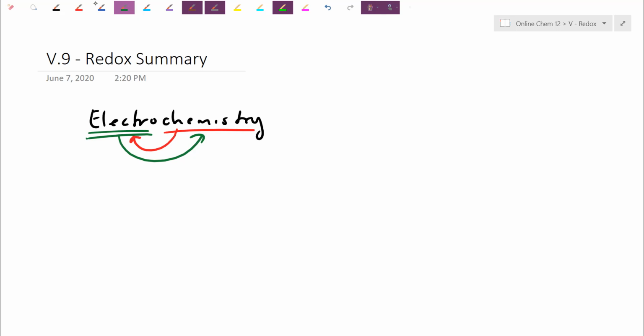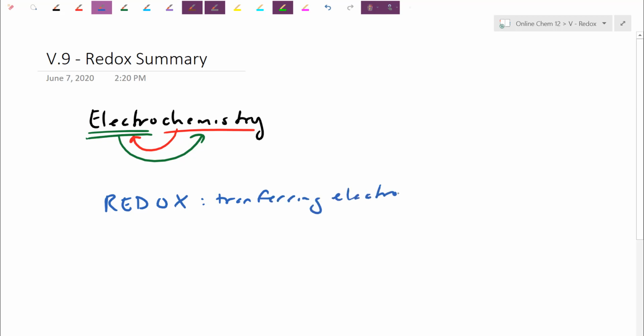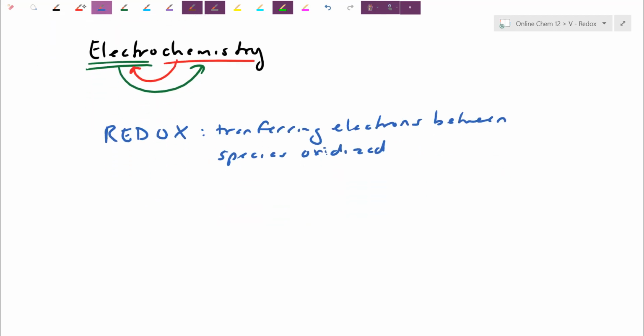The main type of reaction that we're interested in is referred to as a redox reaction. A redox reaction essentially is a reaction that ends up transferring electrons between the species, the chemical that is oxidized. So that is one part of the equation, the ox part. Remember, we had the little memory aid here. Leo the lion says grrr.